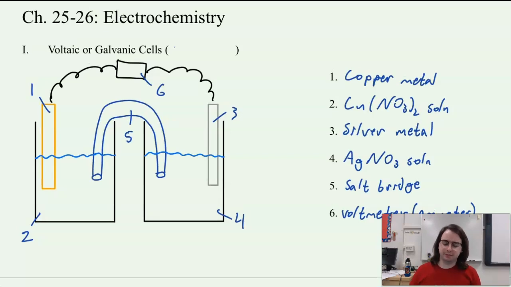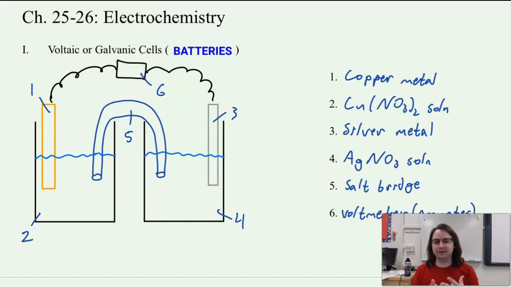Hey, welcome back. We're going to be talking about our chapter on electrochemistry here in chapter 25 and 26. One of our first topics is voltaic or galvanic cells, which are, in other words, like batteries. You interact with voltaic or galvanic cells every day. Anytime you interact with anything that has a battery in it, this is what's happening.